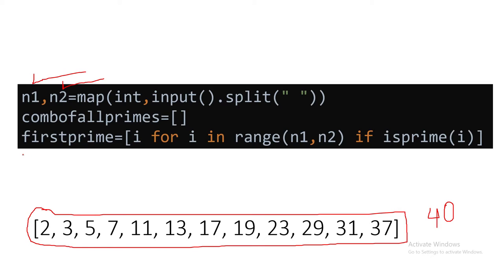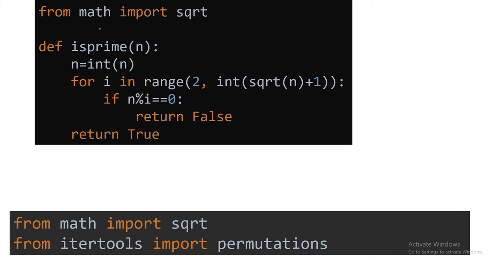What I have done here is use list comprehension: for i in range 2 to 40, if is_prime of i, append it in the list of first prime. I have defined the function is_prime. We'll see how the function is written.